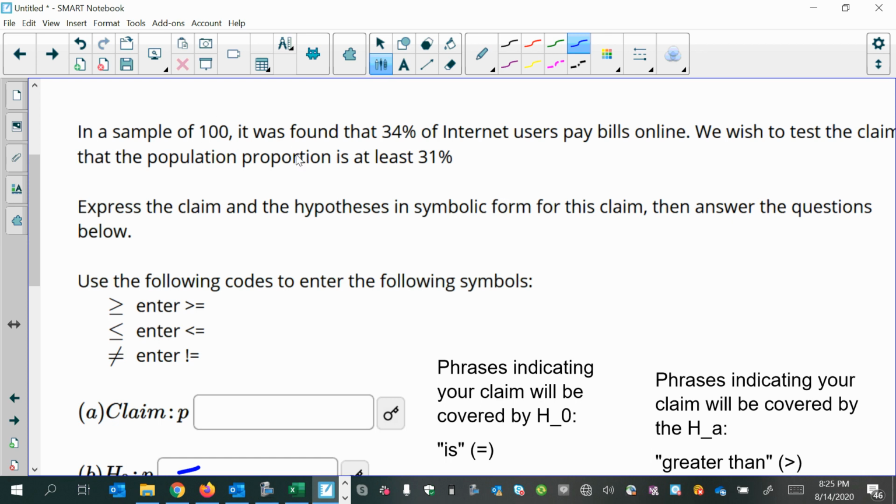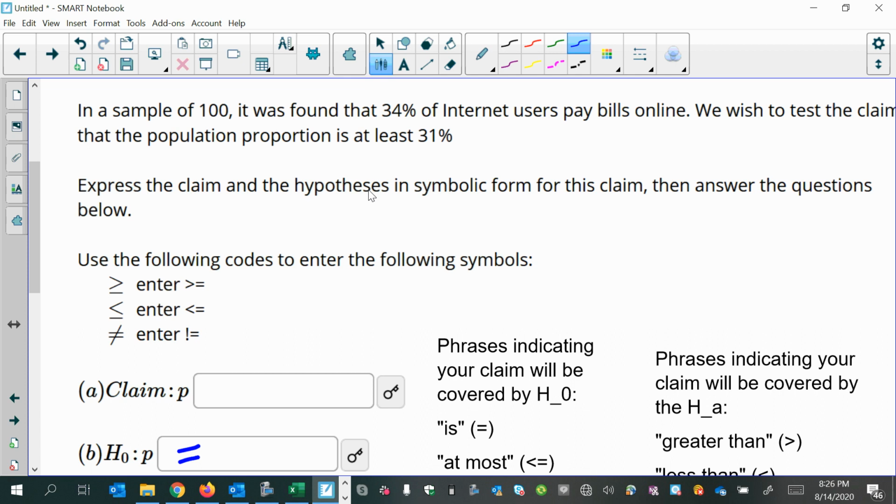So let's look at this example and see what the wording indicates. It says, in a sample of 100, it was found that 34% of internet users paid bills online. We wish to test the claim that the population proportion is at least 31%. So express the claim and the hypotheses in symbolic form for this claim, then answer the questions below.